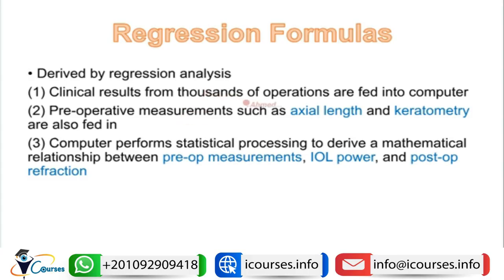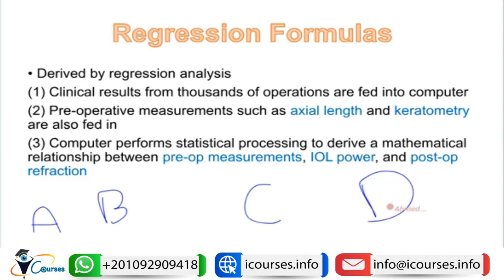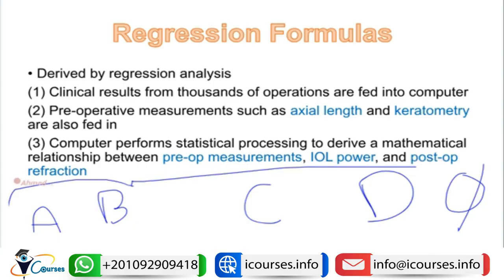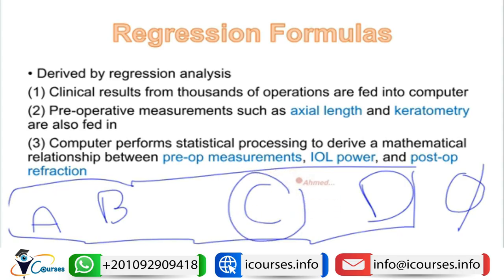So we put the data of thousands of operations inside the computer, analyzing the preoperative data, and then ask the computer: if the patient has an A K reading and a B axial length, and he has a power of C, which is the power of the intraocular lens, and then he had D of postoperative refractive error, and this D is not 0, how can we reach 0? Please, computer, analyze these factors and tell me what should be the proper intraocular lens power.